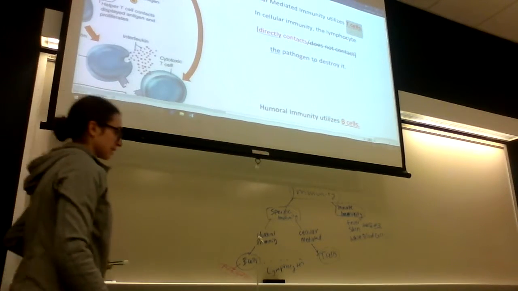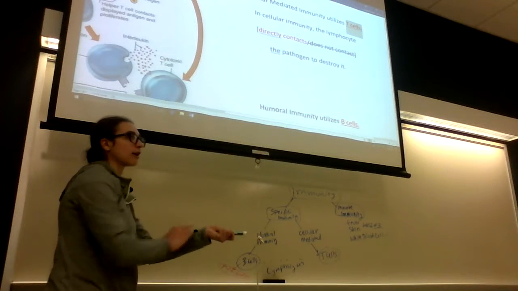In cellular immunity, the lymphocyte, so the only lymphocyte in cellular mediated is your T cell. The lymphocyte directly contacts the pathogen to destroy it. So a way your T cell attacks something is it like stabs it. It directly contacts.